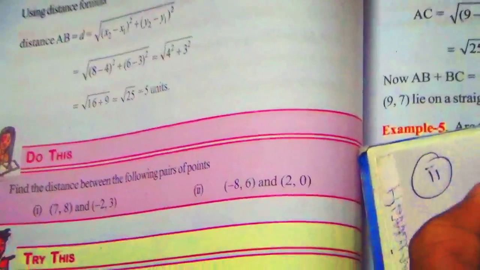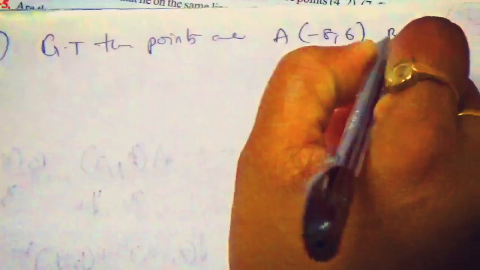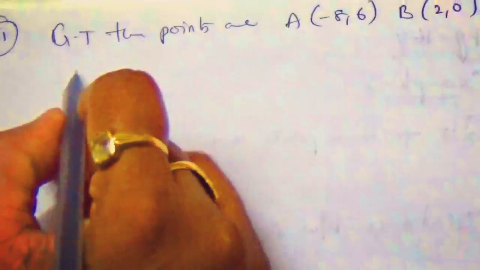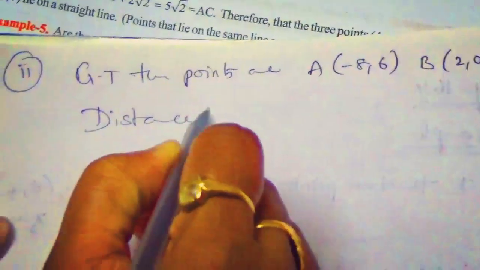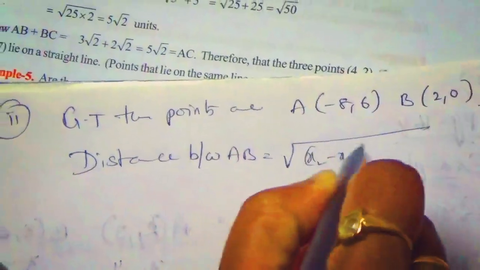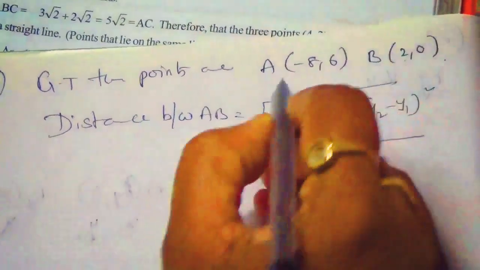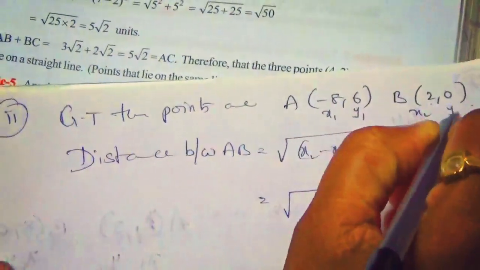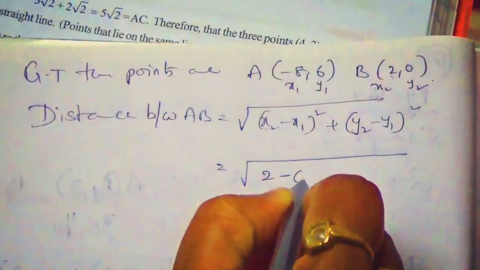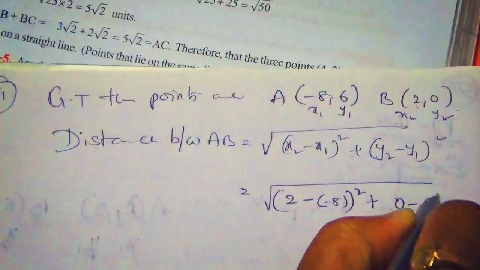Here is the second sum. Given that the points are A(-8, 6) and B(2, 0), and the distance between A and B is equal to the square root of (x2 minus x1) whole square plus (y2 minus y1) whole square. That is equal to the square root of, here x1, y1, x2, y2, x2 is 2 minus of minus 8 whole square plus y2, 0 minus 6 whole square.